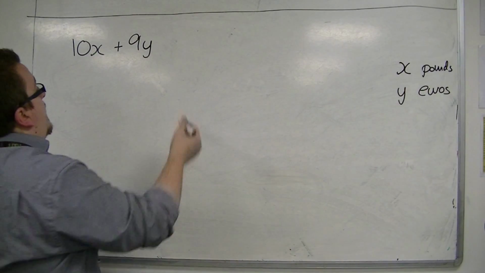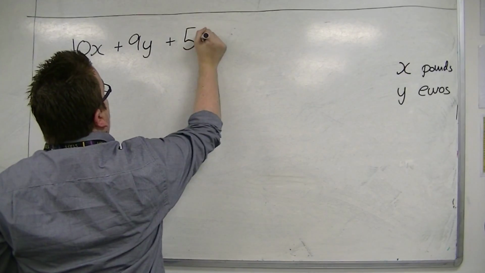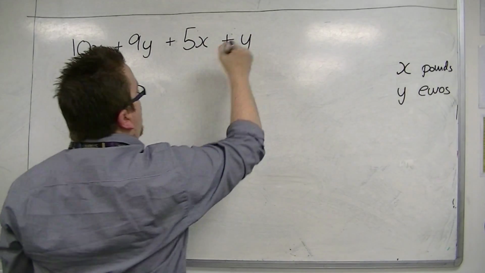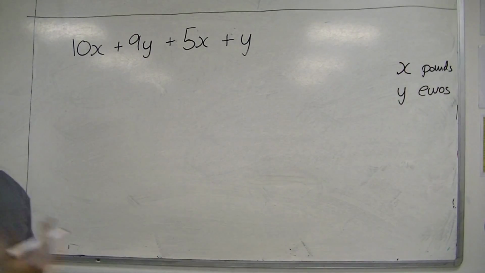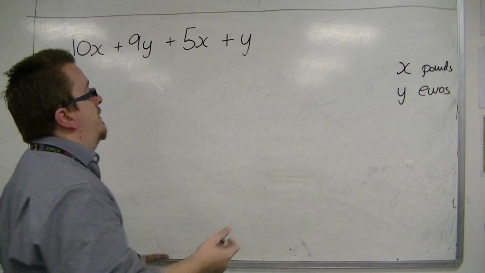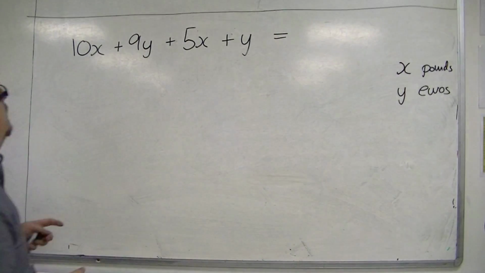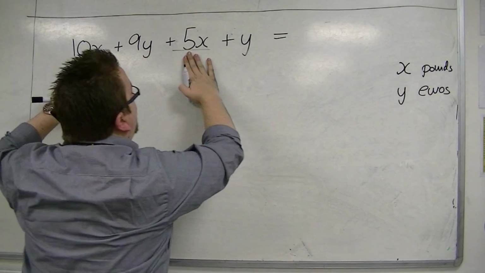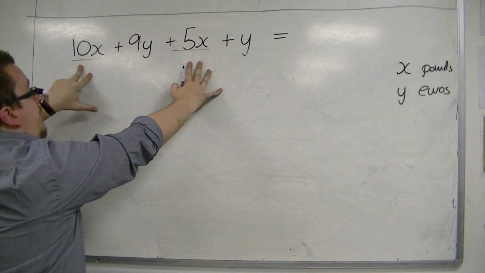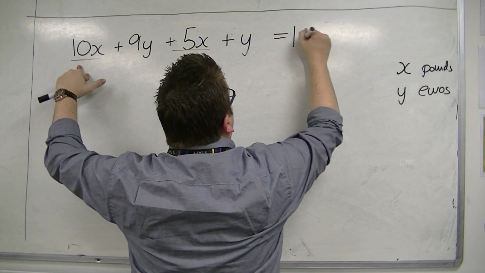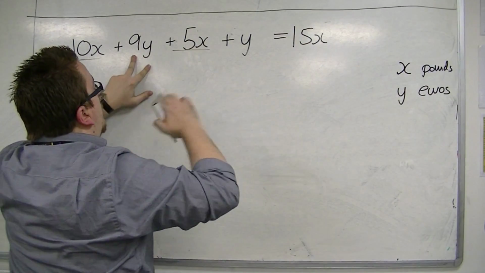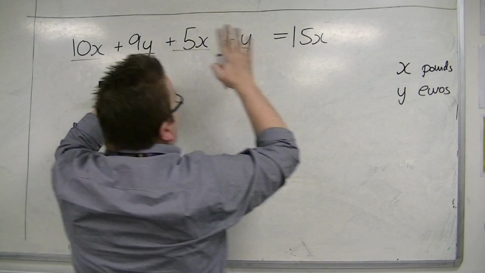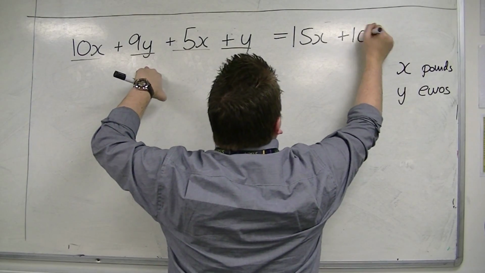So then I add £5 into the piles, and then I add in a y, a euro. And how many pounds and euros have I got in the end? Well, if we just look at the pounds first, so I've got the x's, I've got £10 and £5, so that means I've got £15, so 15 x's, and then I've got 9 euros there, and another euro added in, so that makes 10 euros, so 10y.